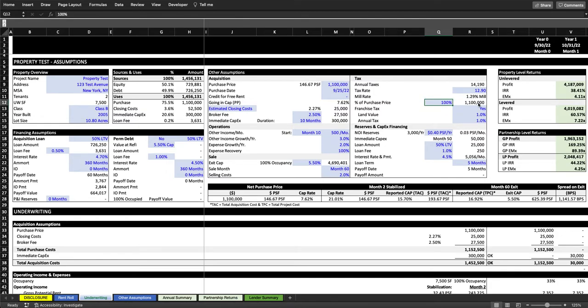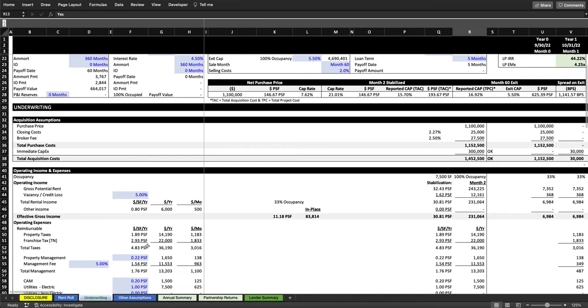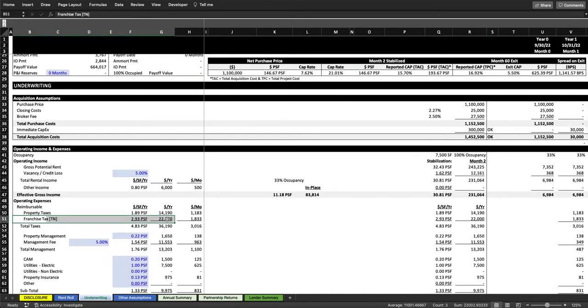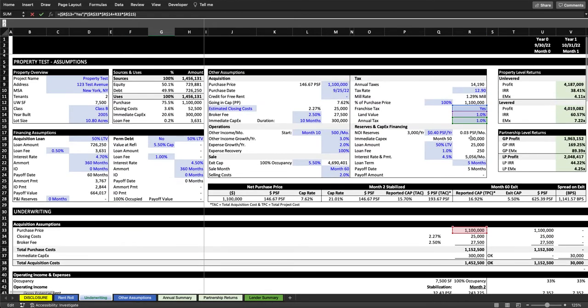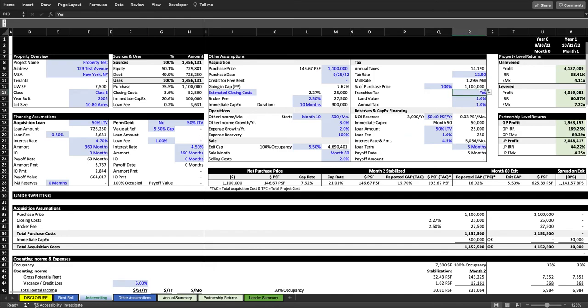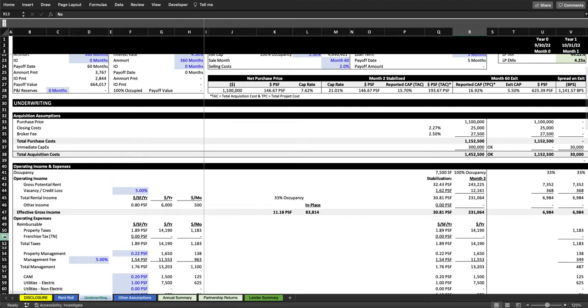If it's less, you can toggle this to be 80%, hit it at a discount or a premium, and then that's going to show you what your annual taxes are. And then you could choose whether or not you have a franchise tax. You could say yes or no. If you say yes, you'll see franchise tax. It's just the purchase price times a percent of the land value and a percent of the annual tax. So you just set this to no, and you'll notice now that line item goes to 0 for the franchise tax.